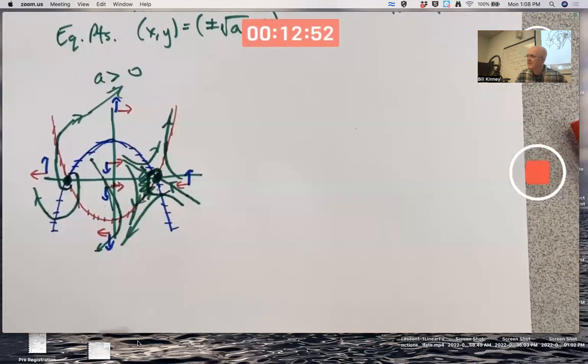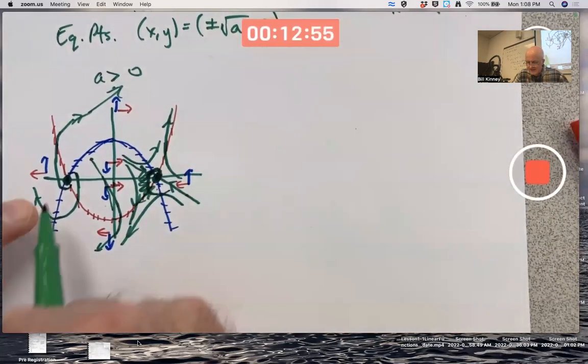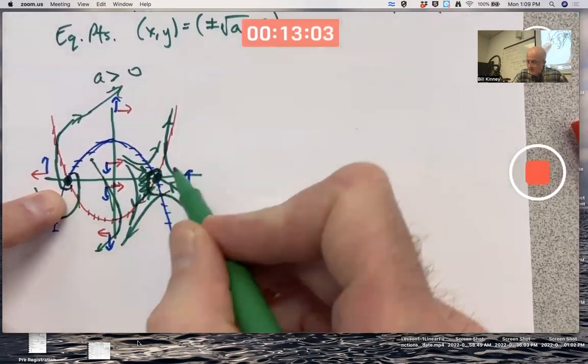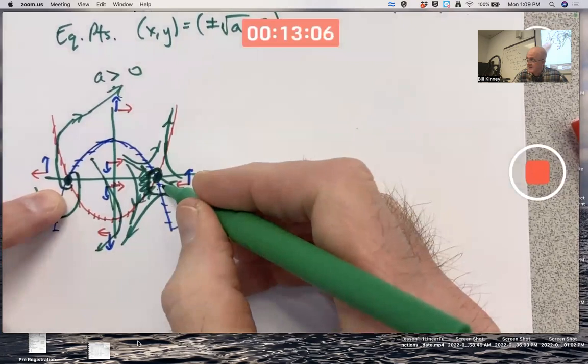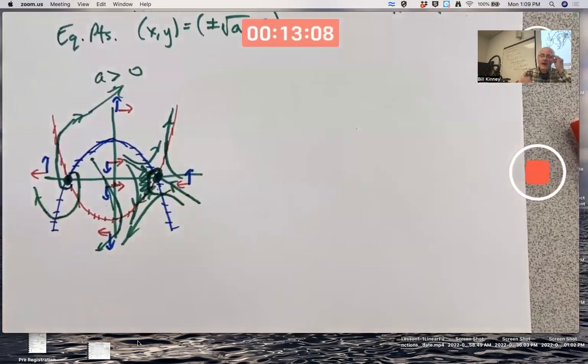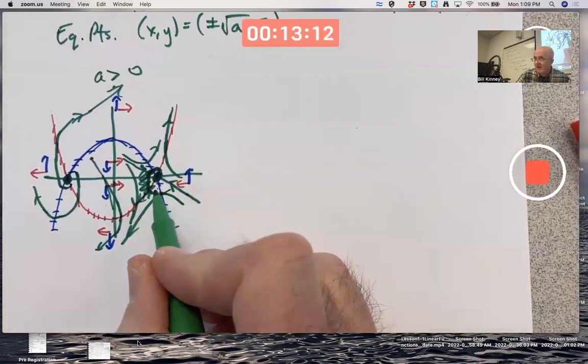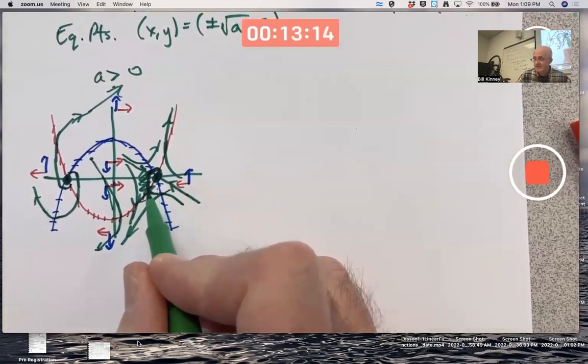You start to get a little feel for what's going on. It looks like this point right here, look at it with me here, looks like some sort of spiral source, doesn't it? And this point looks like some sort of saddle point. But how do you know? Is there a way to know for sure this is a spiral source and this is a saddle point? There actually is. That's called linearization.